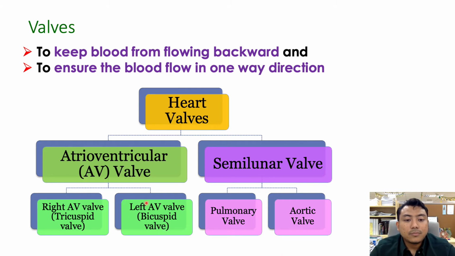So left ni yang bekerja lebih berat dan lebih higher pressure ni hanya ada 2 sahaja valve. Yang bekerja lebih ringan sikit tapi dia ada 3 valves. Okay, so semilunar valve ni ada 2, pulmonary valve dan aortic valve. So kita tahulah aortic valve ni dia adalah valve yang terdapat dekat dalam aorta. Yang pulmonary valve ni adalah yang terdapat dekat dalam artery pulmonary.